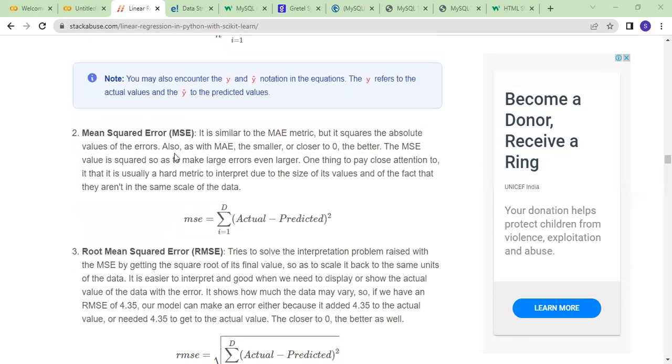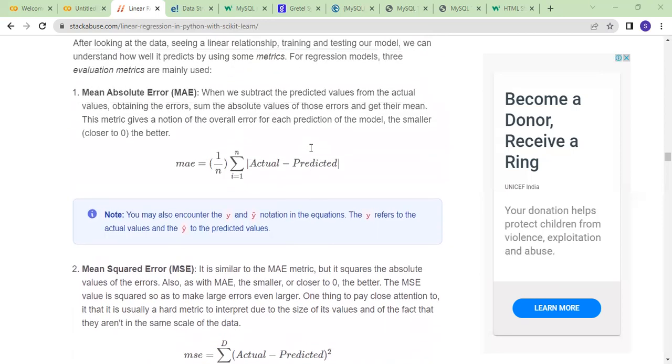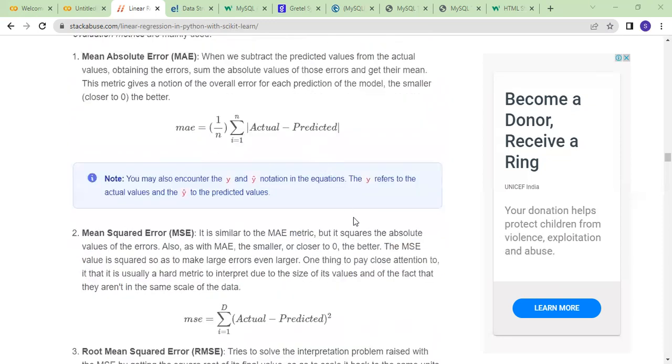Next is the mean squared error. It is similar to the mean absolute error metric, but it squares the errors. As with the mean absolute error, the closer to zero, the better. The mean squared error is squared so as to make large errors even larger. One thing to pay close attention to is that it is usually a hard metric to interpret due to the size of its values, since they aren't on the same scale as the data.